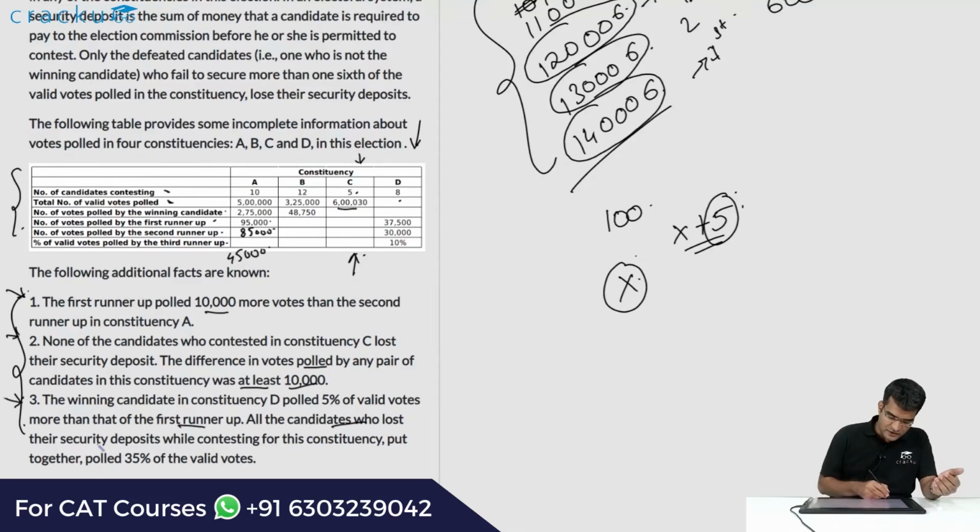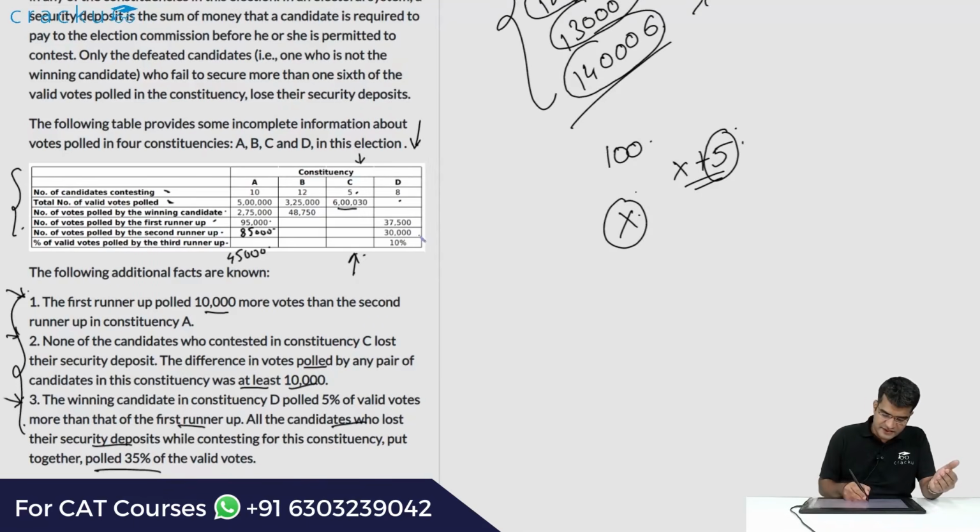We are also told that all the candidates who lost their security deposit while contesting in this constituency, together they polled 35% of the valid votes. Now we have some clue over here. Let us try to figure it out. Let us assume that the winner, we don't know the total number of votes that were there in constituency D.